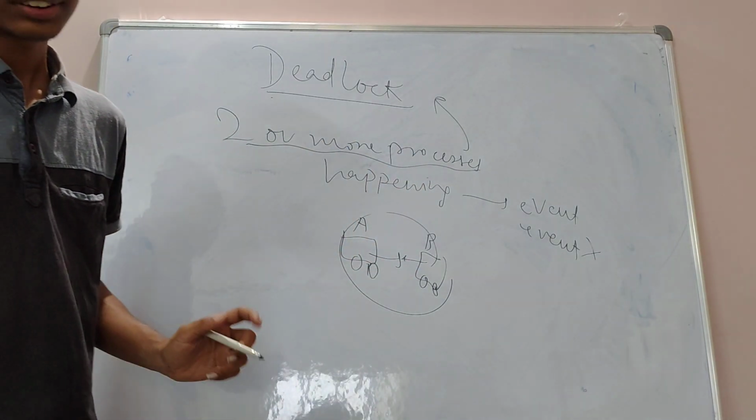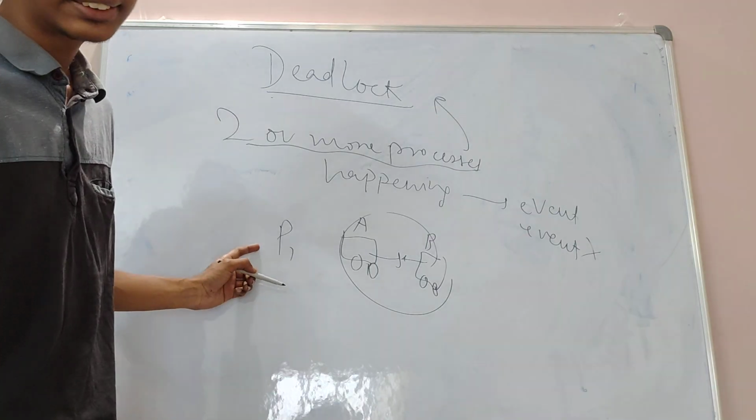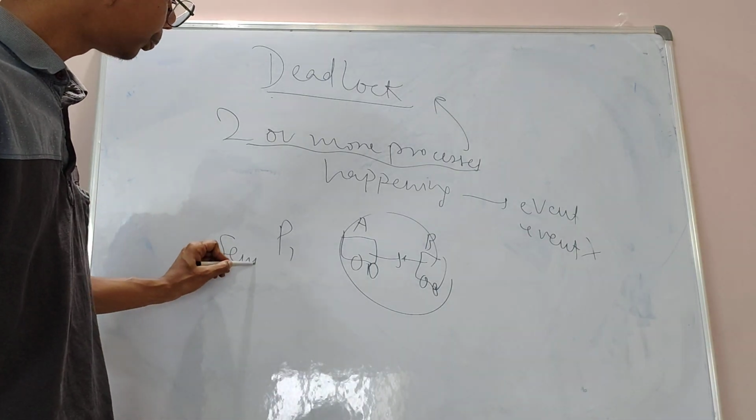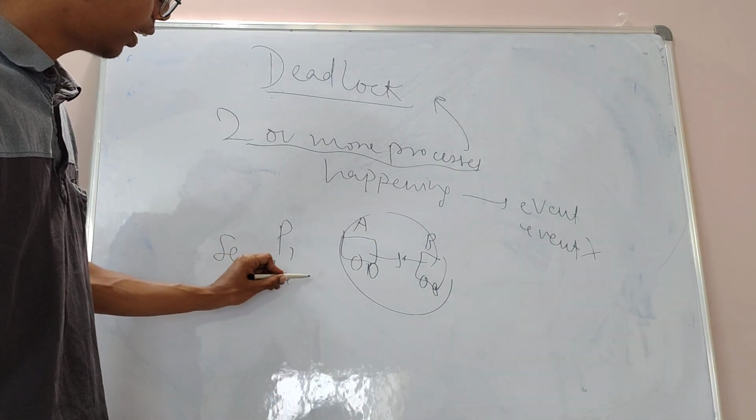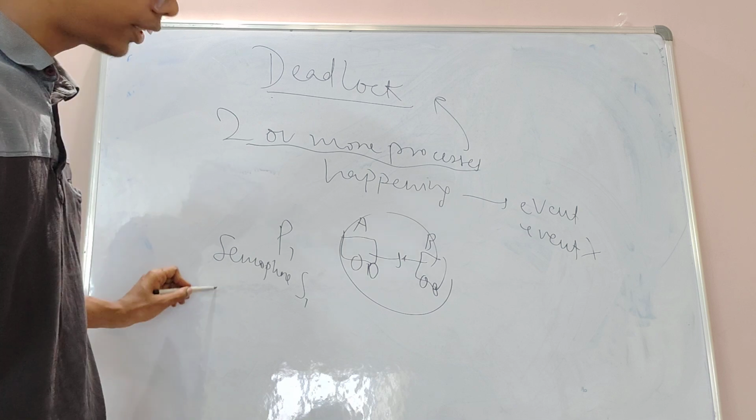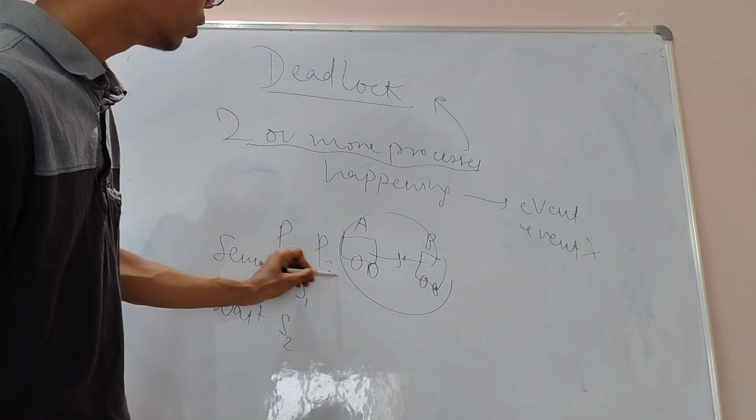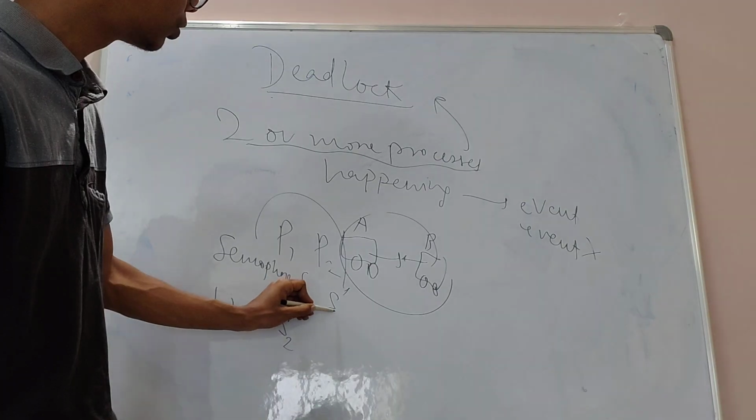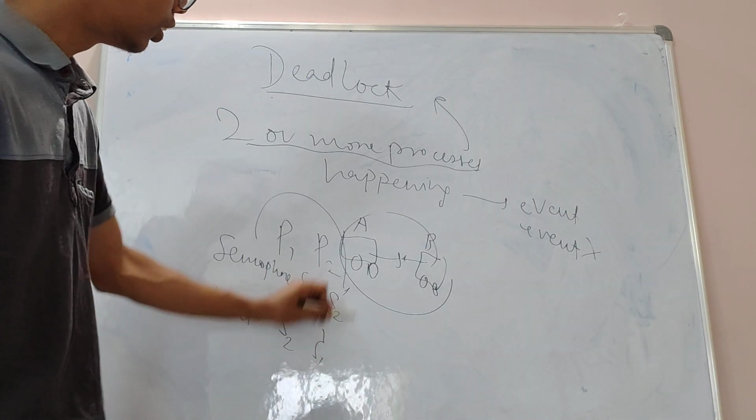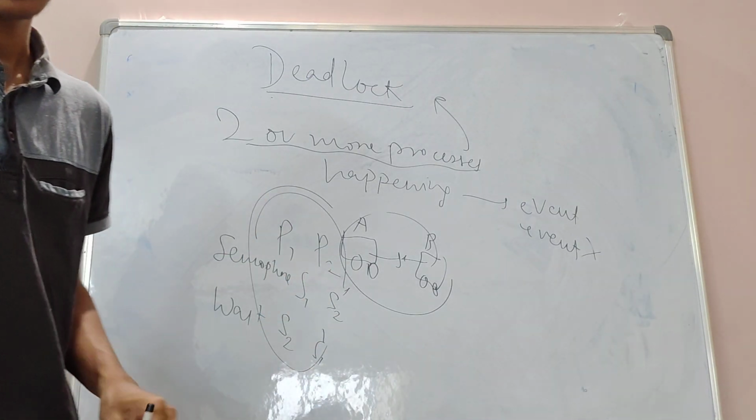Now suppose process P1 has semaphore S1 and waits for S2. Suppose I have process P2, which has semaphore S2 and waits for S1. So this is a deadlock condition, right?